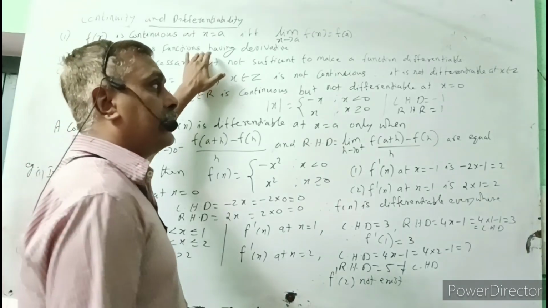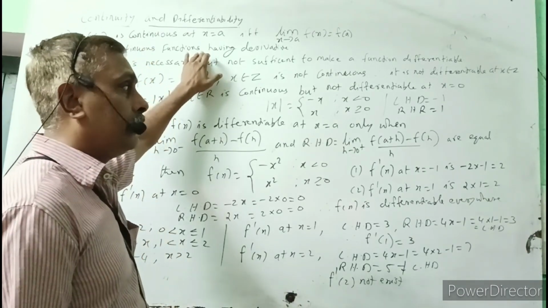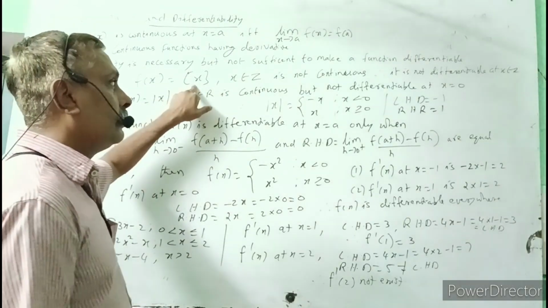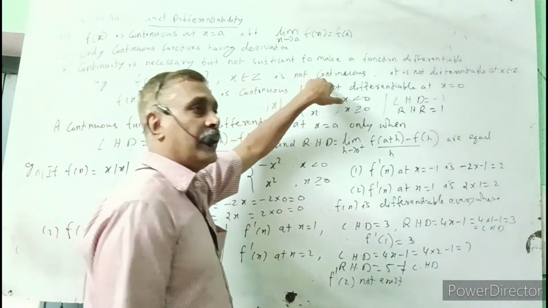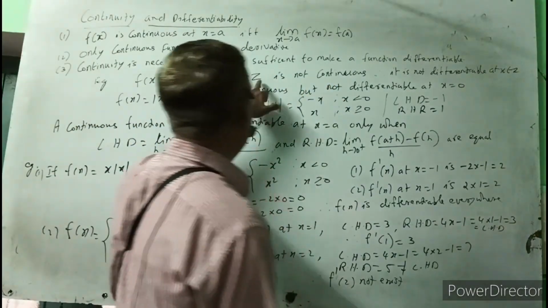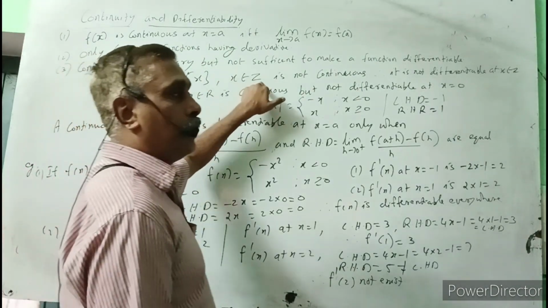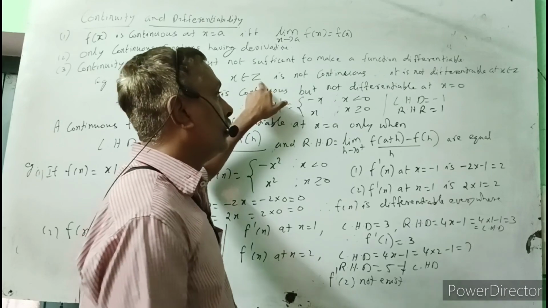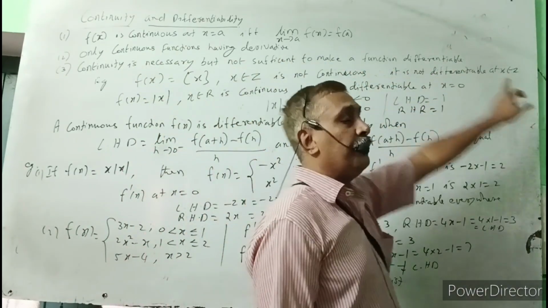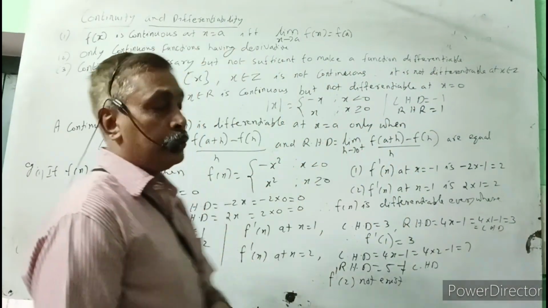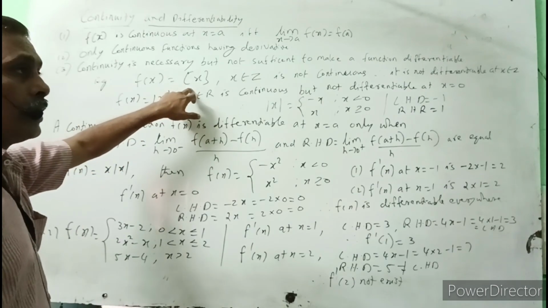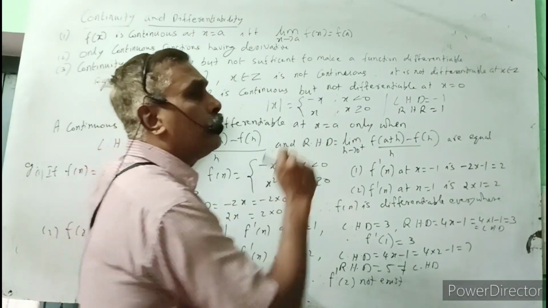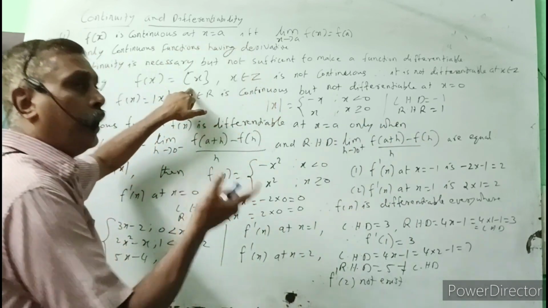Without continuity, we can say it is not differentiable. For example, the greatest integer function is not a continuous function at any of the integers. Its graph, which we are drawing, always has a break, so it is not differentiable at any of the integers. If the function is not continuous, then it is not differentiable. No need to go ahead.